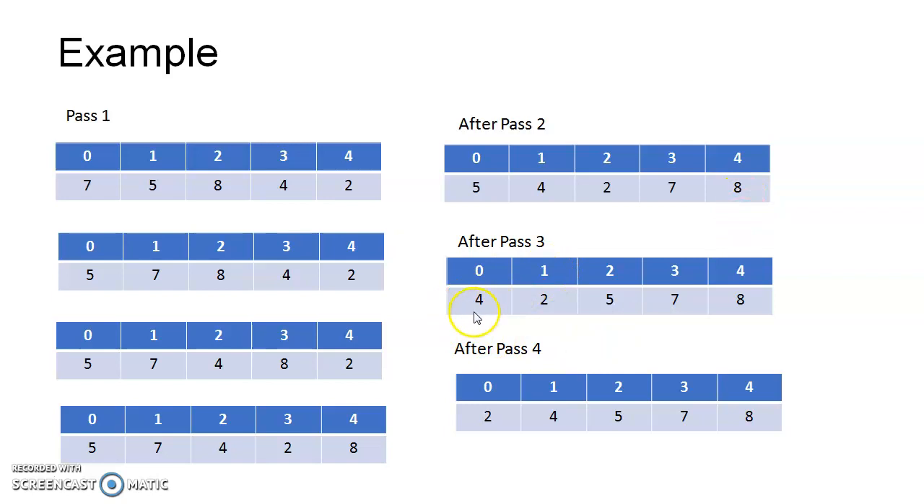Then the third pass. In third pass, again the comparison will be 5, 4 and 2. 5 will be shifted at its appropriate position. So after the third pass, the position of the array will be 4, 2, 5, 7, 8. And after the fourth pass, the entire list will be sorted. So that is the bubble sort which compares adjacent elements.